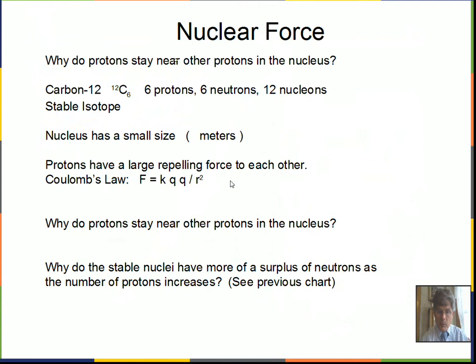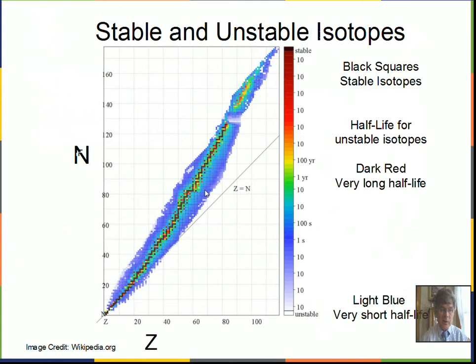Why is it that protons stay near other protons in the nucleus? Why do we have any stable nuclei at all? Why do I have any atoms at all, other than just hydrogen? So this goes to this question down here. The stable nuclei have a surplus of neutrons. As we get more and more protons in the nucleus, we get more and more repelling force. And that repelling force is a long-range force. It exists all the way across the diameter of the nucleus. So they're repelling, but they're staying together. Is there another force present?